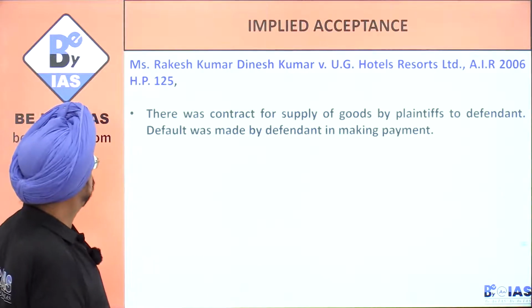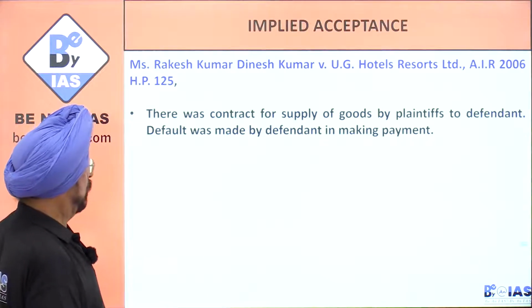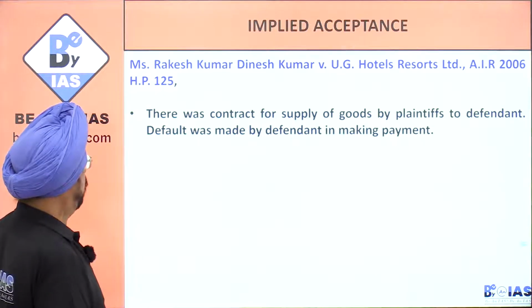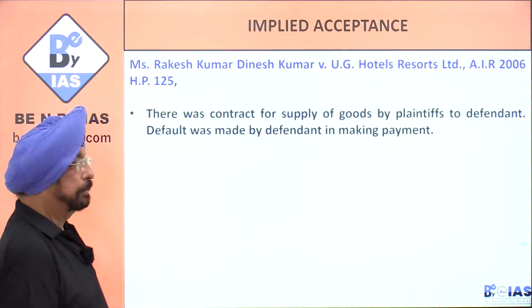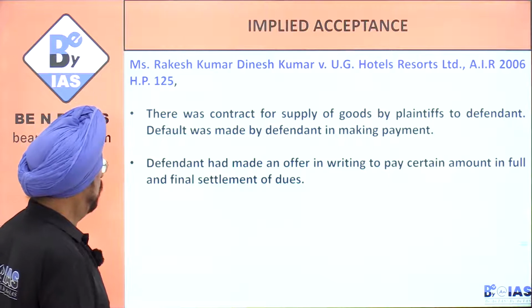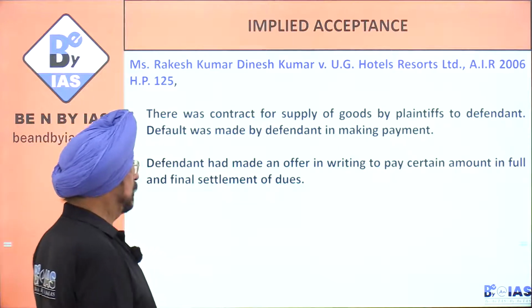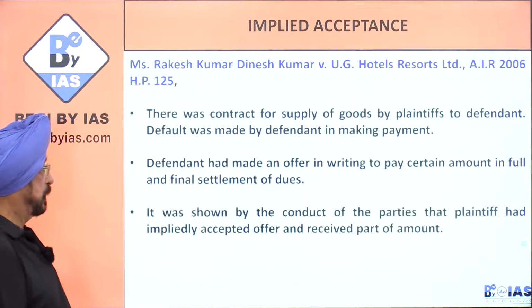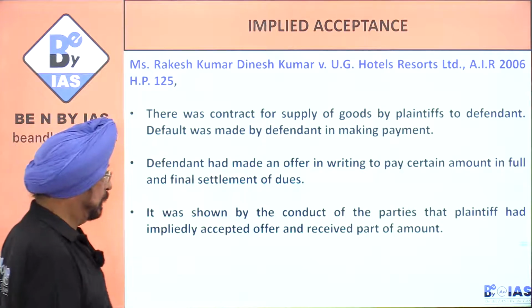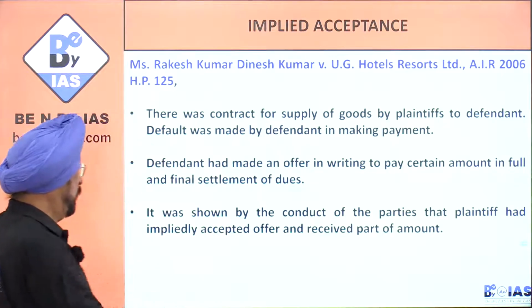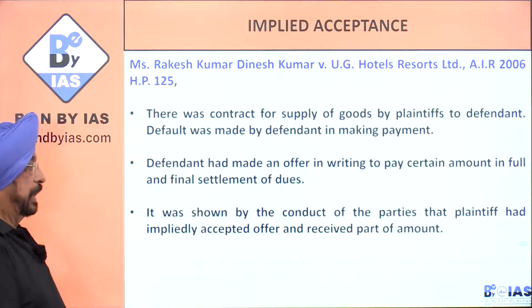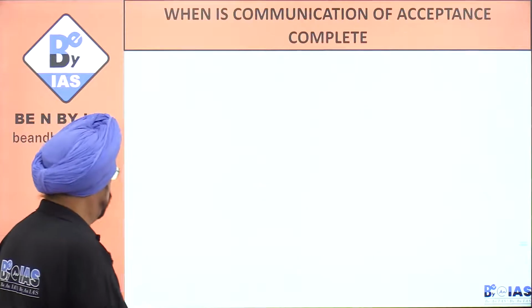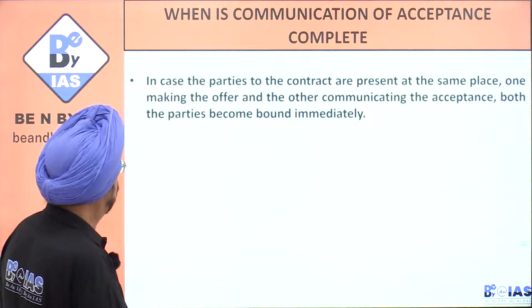Implied. There was a contract for supply of goods by the plaintiff to the defendant. Default was made by the defendant in making payment. The defendant had made an offer in writing to pay a certain amount in full and final settlement of dues. It was shown by the conduct of the parties that the plaintiff had impliedly accepted and received the part amount. These are all small cases.